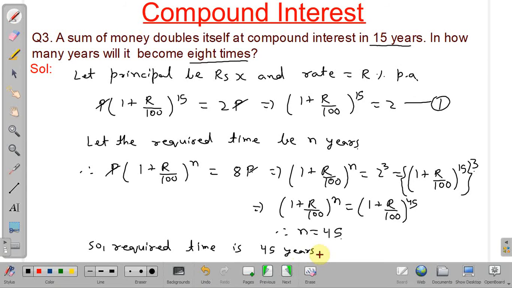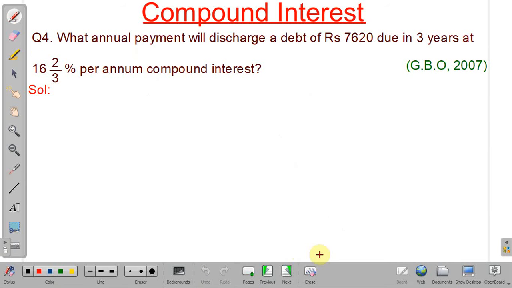We will discuss the next problem. In this problem, what is given? What annual payment will discharge a debt of rupees 7,620 due in 3 years? So we have to find equal annual installments, which will repay the debt of 7,620 in 3 years.